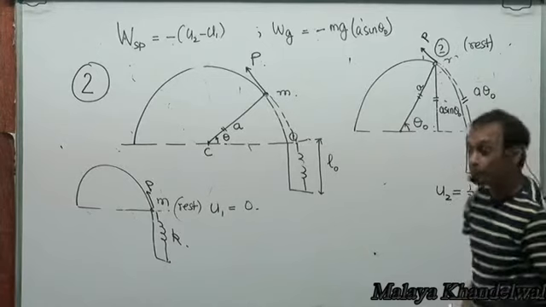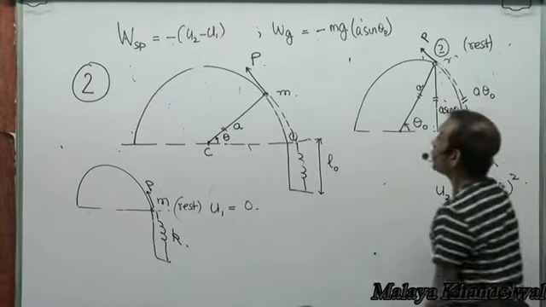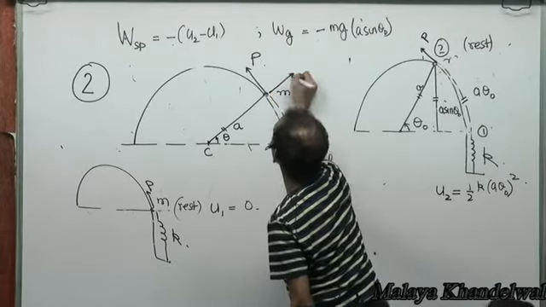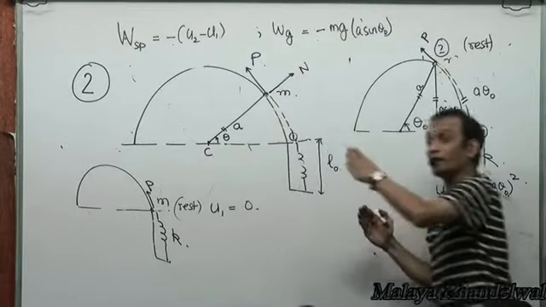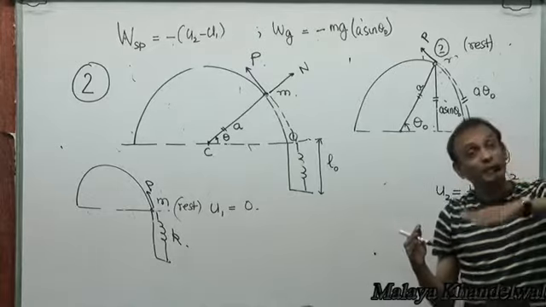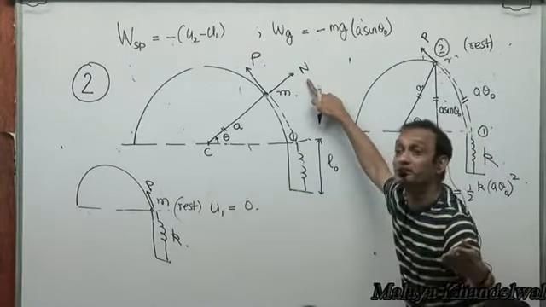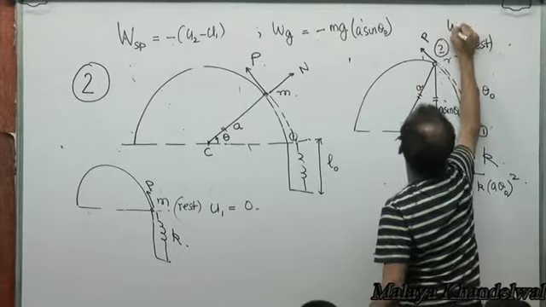All's good? Yes. Now, all along, there has been a normal reaction from the surface. But the normal reaction is always perpendicular to the tangential direction. So work done by N is 0. Work done by N is going to be 0.